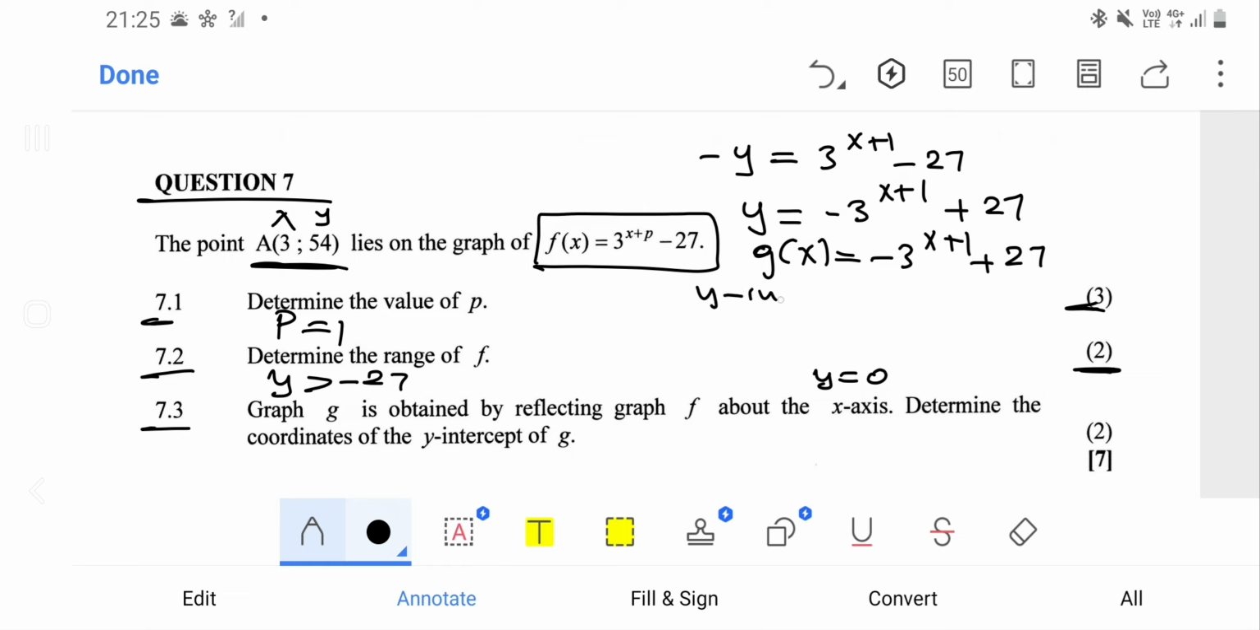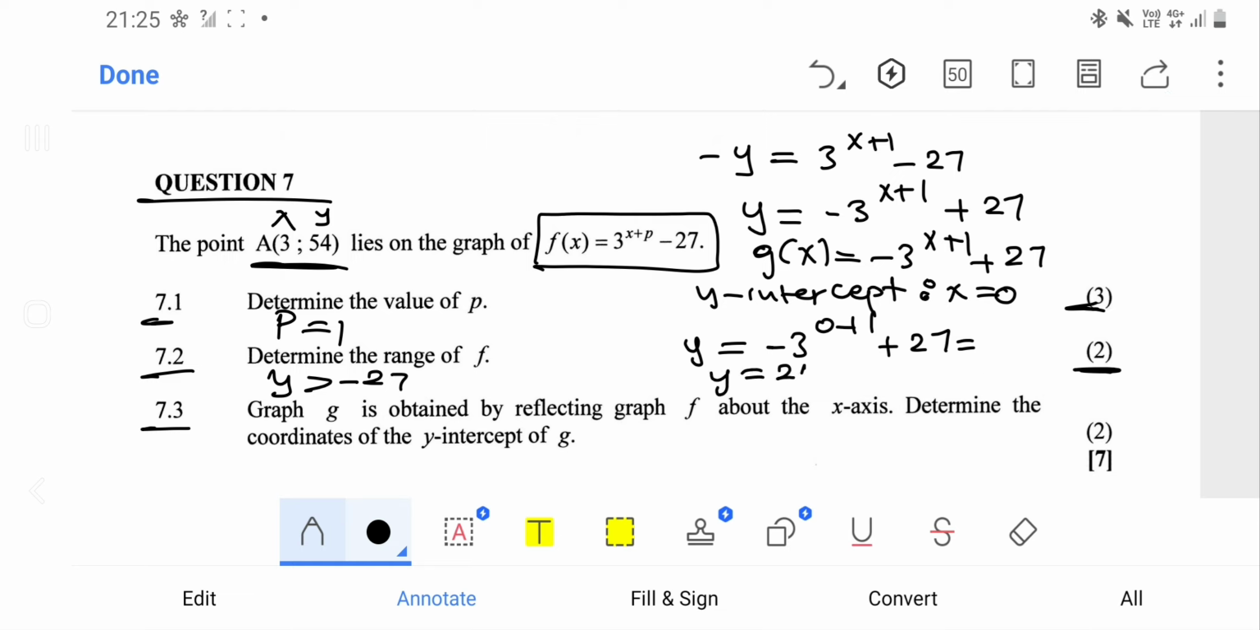If we are looking for the y-intercept, we know that x is equal to 0. You just say y is equal to negative 3 to the power of 0 plus 1 plus 27. What do you get? You just use a calculator there, and you get positive 24 as the y-intercept of G. And then we get 2 marks. First, we reflect it about the x-axis, and secondly, we work out the y-intercept.